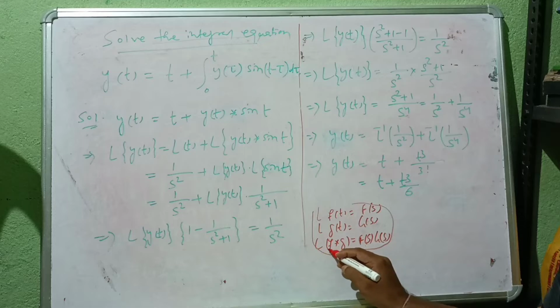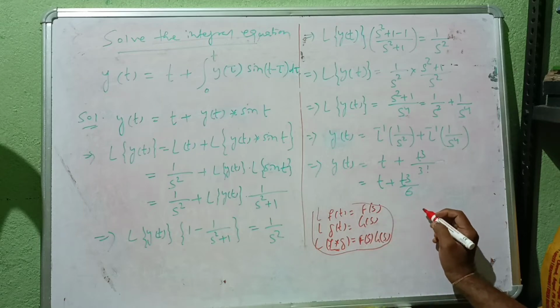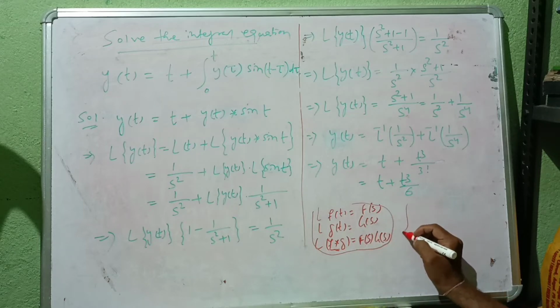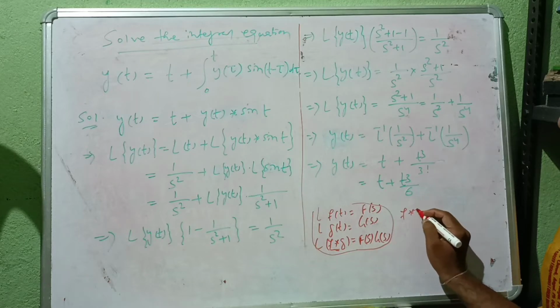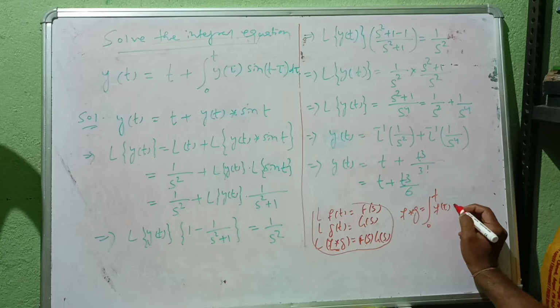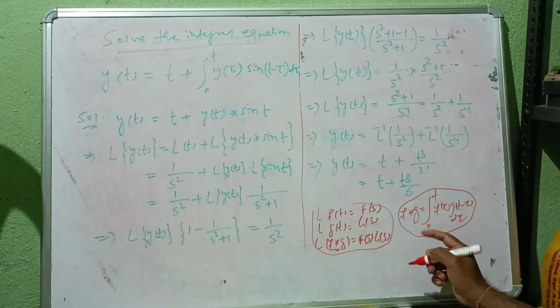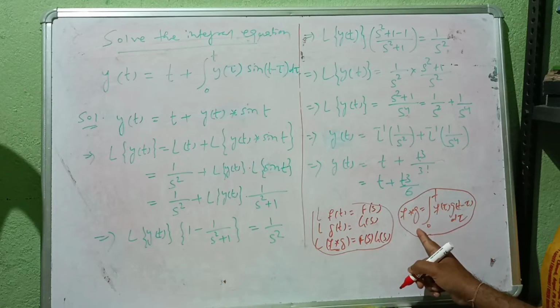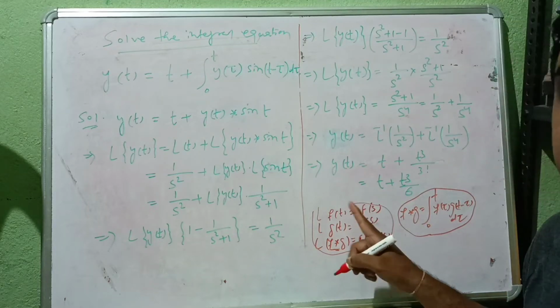And how can we define the convolution of f and g? f star g means the convolution of f and g, and it is defined as the integration from 0 to t. That means f star g is equal to the integration from 0 to t of f of tau g of t minus tau d tau. Is it not? So this is how we define the convolution of two functions, and this is the convolution theorem. We have already discussed this in the previous lecture.